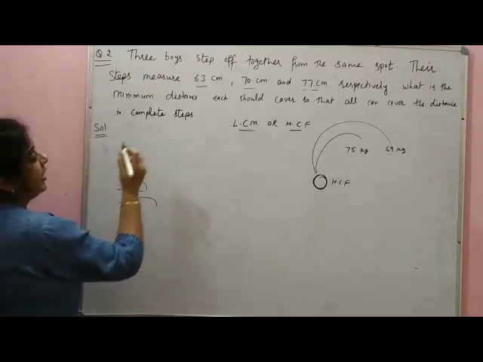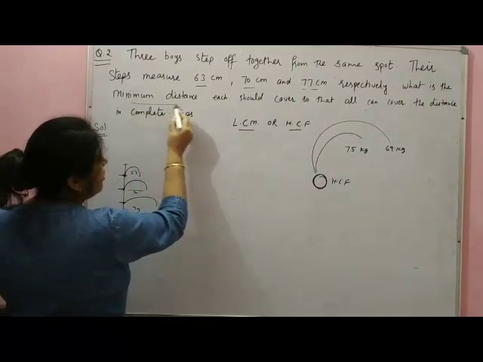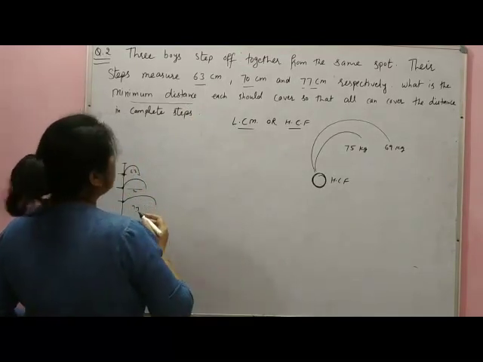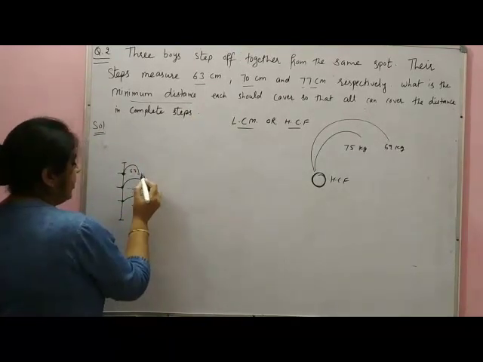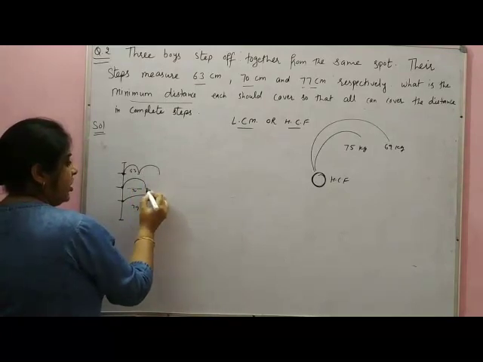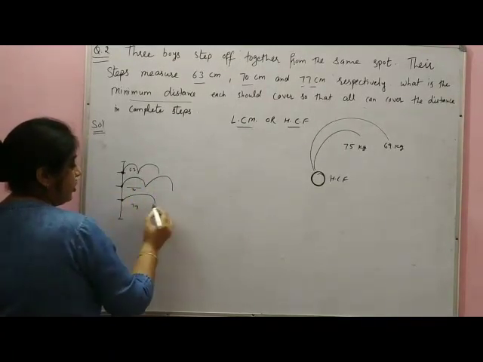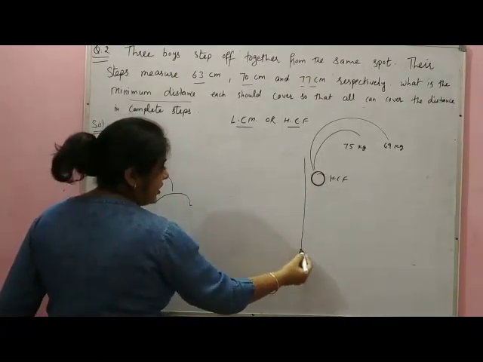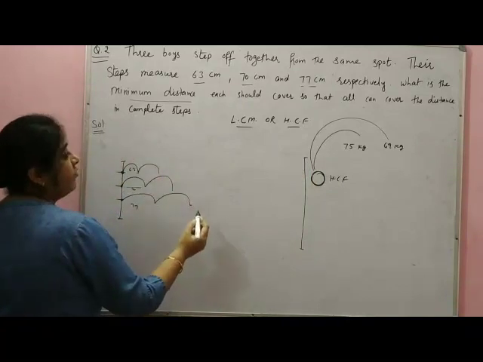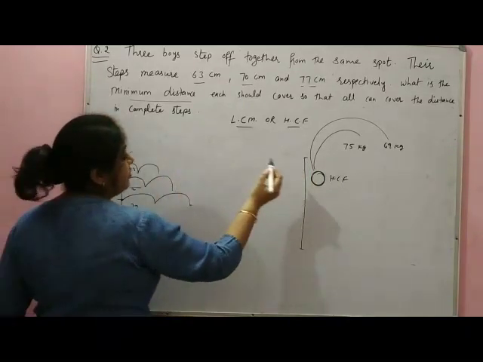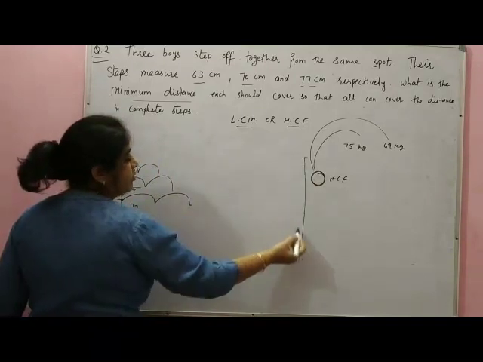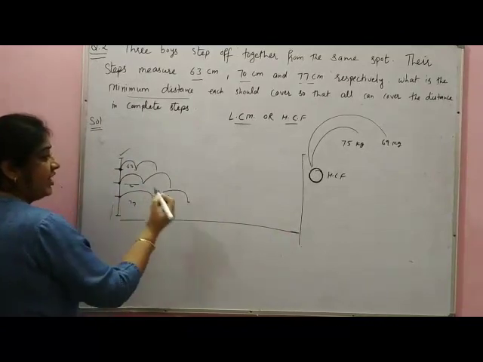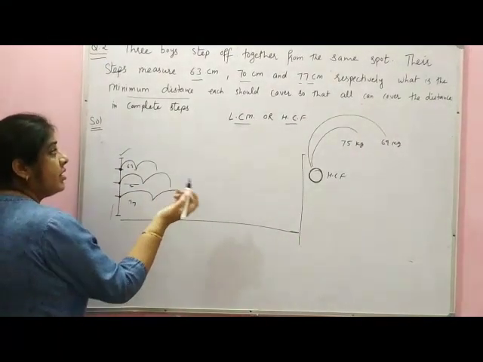Now what we have to find is the minimum distance each should cover so that all can cover the distance in complete steps. It means the second student will reach here, and the third student will reach here. They have to reach just at this destination. This is your starting spot, and this is your final spot. We have to find this minimum distance so that each can cover the distance in complete steps.